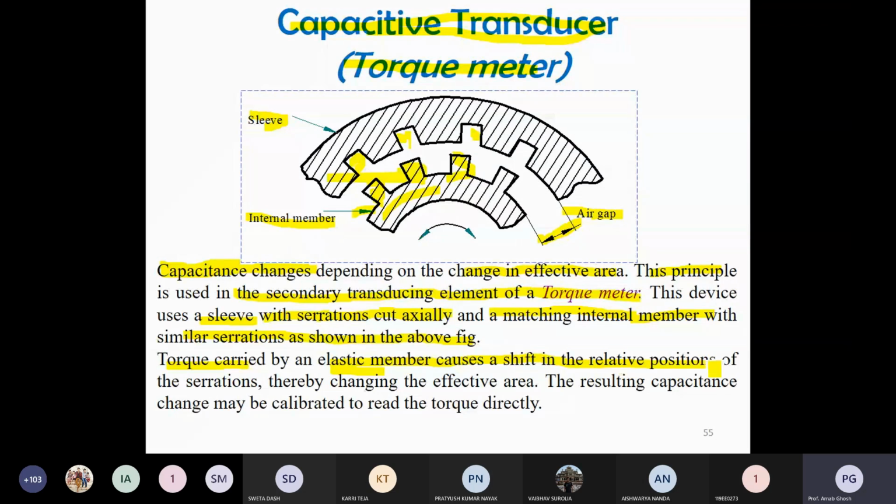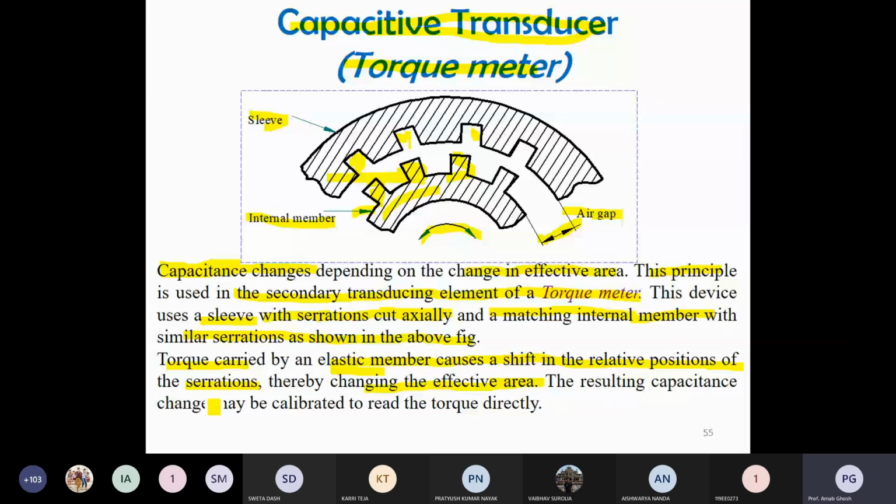Okay, so when it is rotating, it may cause a shifting of the relative positions of the serrations, thereby changing the effective area. So your area will be changing. The resulting capacitance may be calibrated to read the torque directly. So you can get some expressions of your torque.